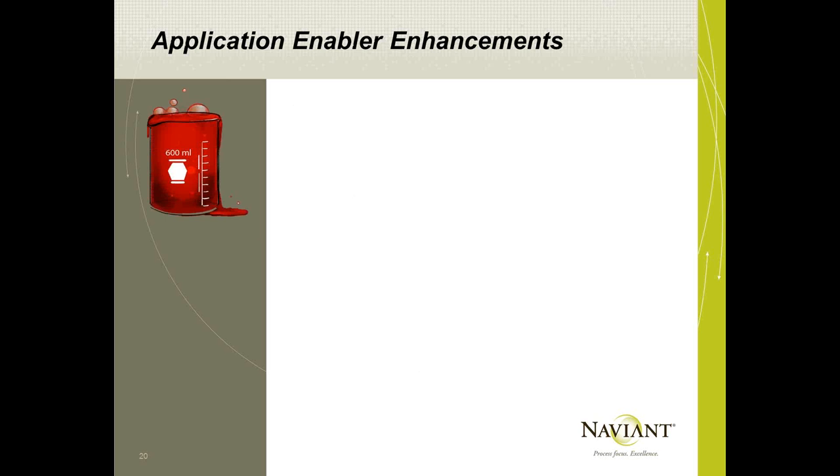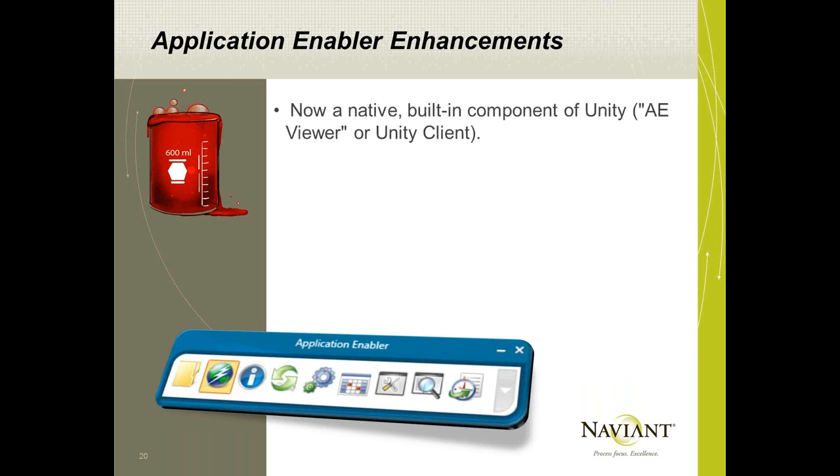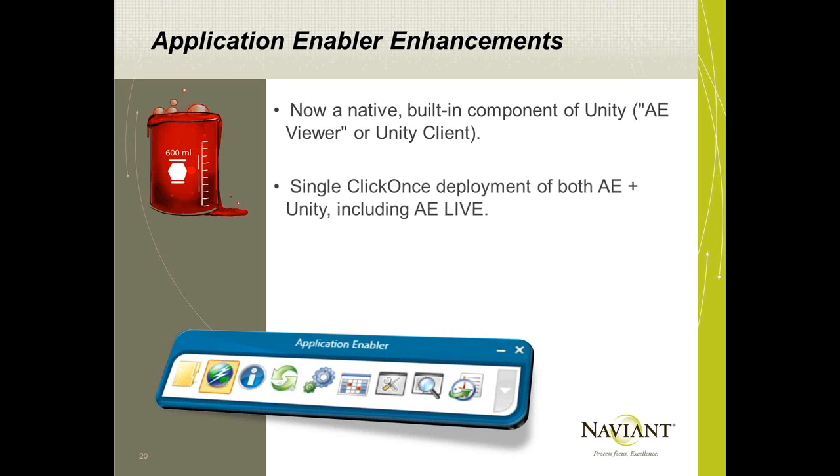App Enabler has some enhancements as well. Not too much has changed, but some of the improvements are pretty good. Most notably, it's now a native built-in component of Unity Client, which means you have a single quick-deploy package that you can deploy both Unity and App Enabler in the same package. This also includes AE Live. A note about AE Live is that text-based screens configured do require OCR in order for AE Live to update.